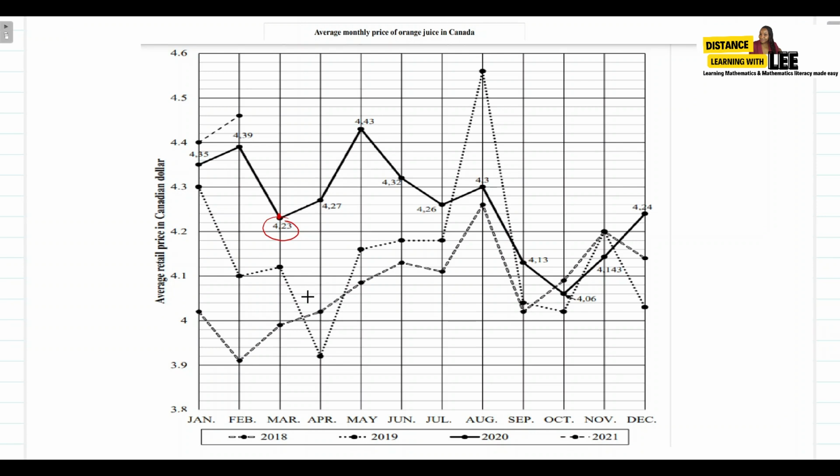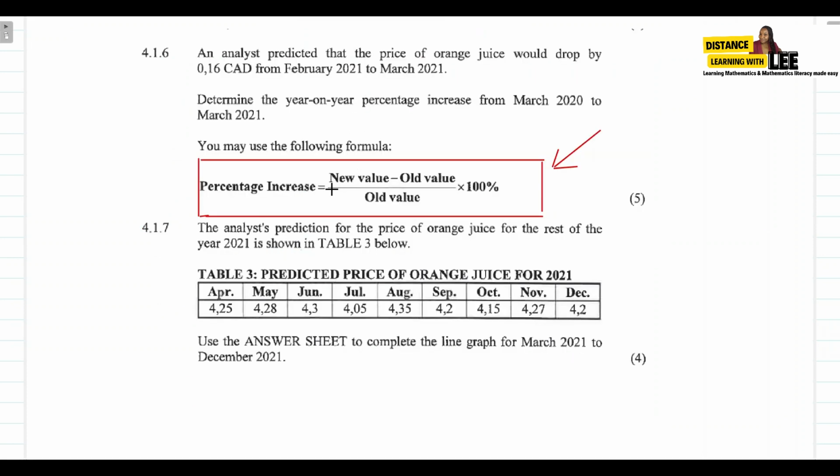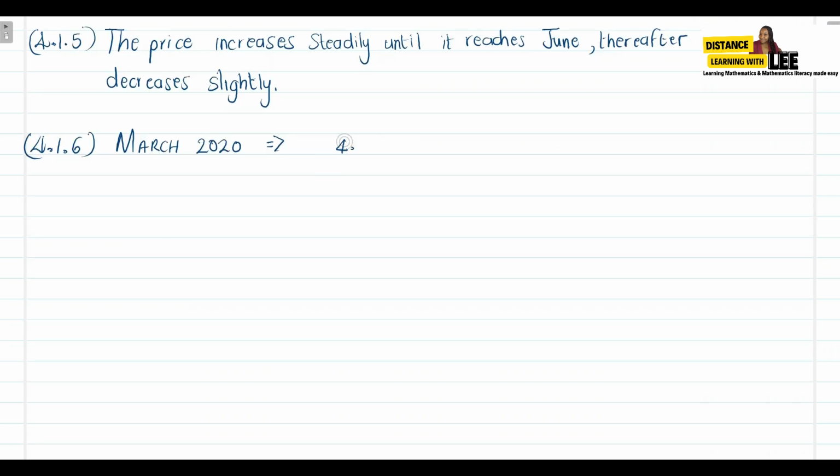And then what was the average retail price in Canadian dollars for the juice in March 2021, right? Okay, so now we've got the average retail price for the orange juice in Canadian dollars for March 2020, and we got it to be 4.23 Canadian dollars. So now we need to basically figure out how much was the average retail price for your orange juice for March 2021, right? So you'll have a look here.